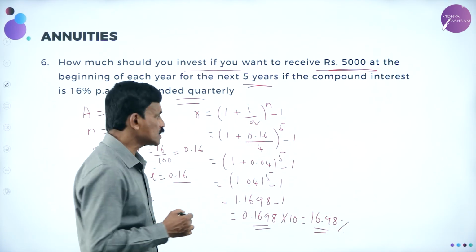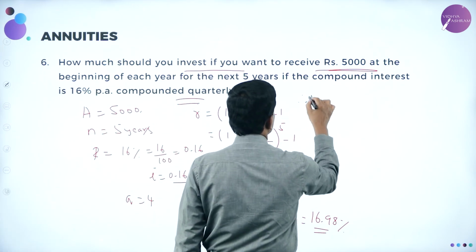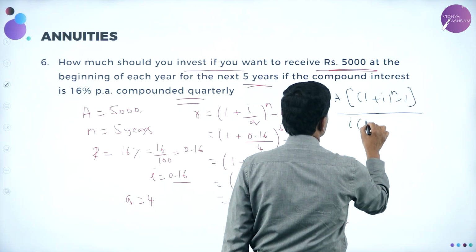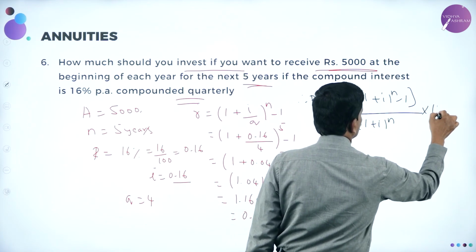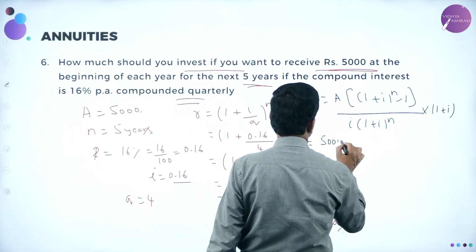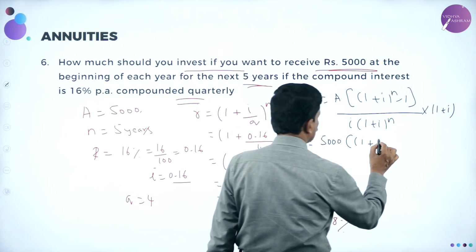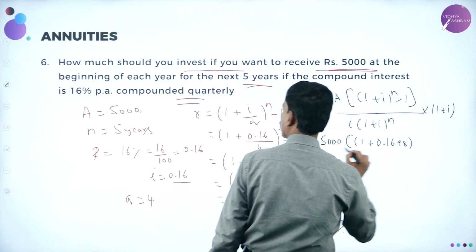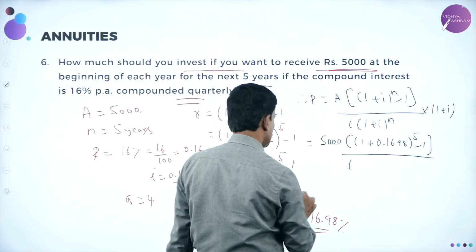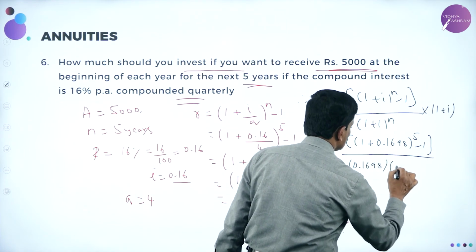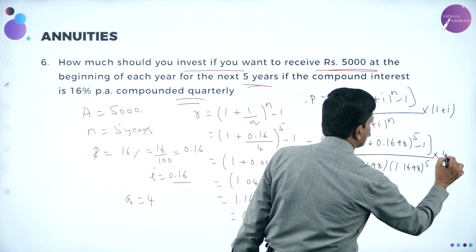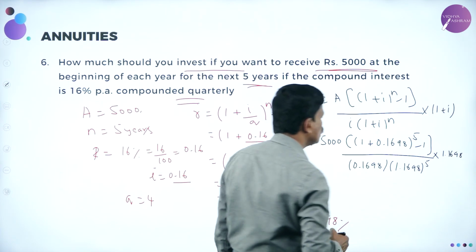Now find out the value of P. P is equal to A into 1 plus I to the power of n minus 1, divided by I into 1 plus I to the power of n, into 1 plus I. What is the amount? 5,000 into 1 plus I, take I as 0.1698, to the power of n, where n is 5, minus 1, divided by I. I is equal to 0.1698, into 1 plus I, which is 1.1698 to the power of 5, into 1.1698. Simplify this.